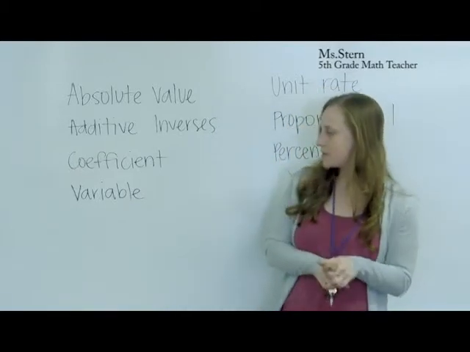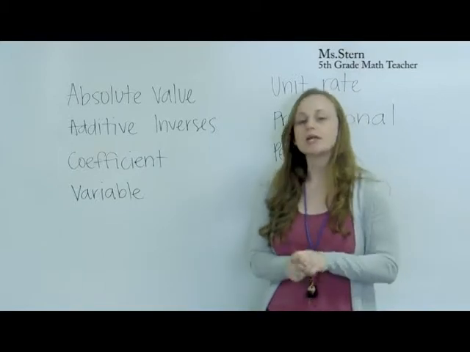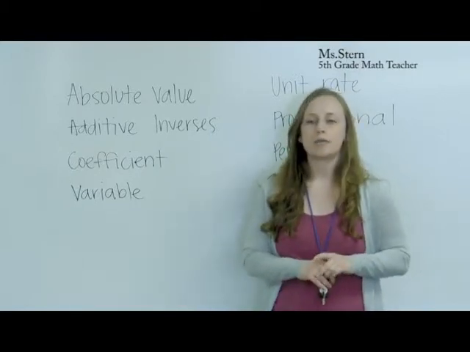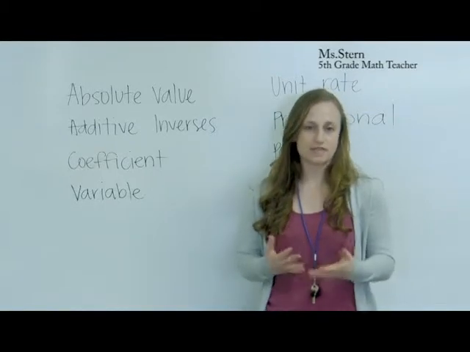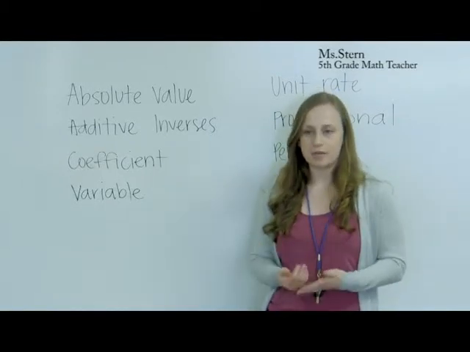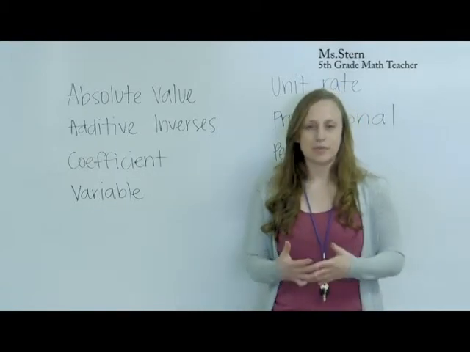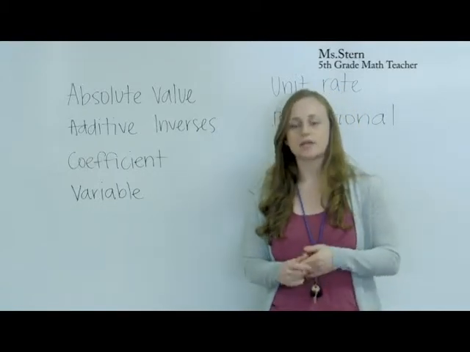Our next two terms come into play when we're talking about algebra, algebraic equations, and expressions. Coefficient is a number that is multiplied by a variable. It's a factor. It tells you how many of a variable you have. A variable is a symbol that represents an unknown value. It's something that you're trying to find.